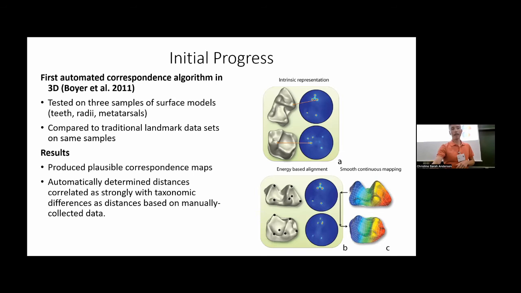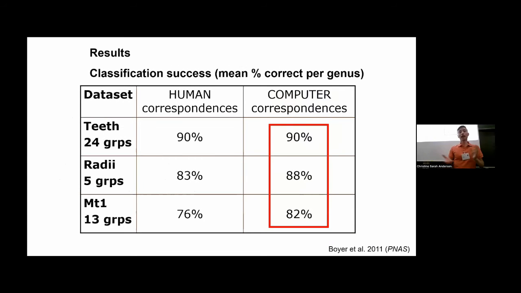So with that approach, we basically got plausible correspondence maps, ones that looked pretty good, and that also had a distance matrix that did a pretty good job at classifying things according to species. So we compared computer correspondences to landmark data sets collected by human observers in their ability to classify things correctly by species. And we did it on 3 different samples: teeth, radius, and metatarsals.